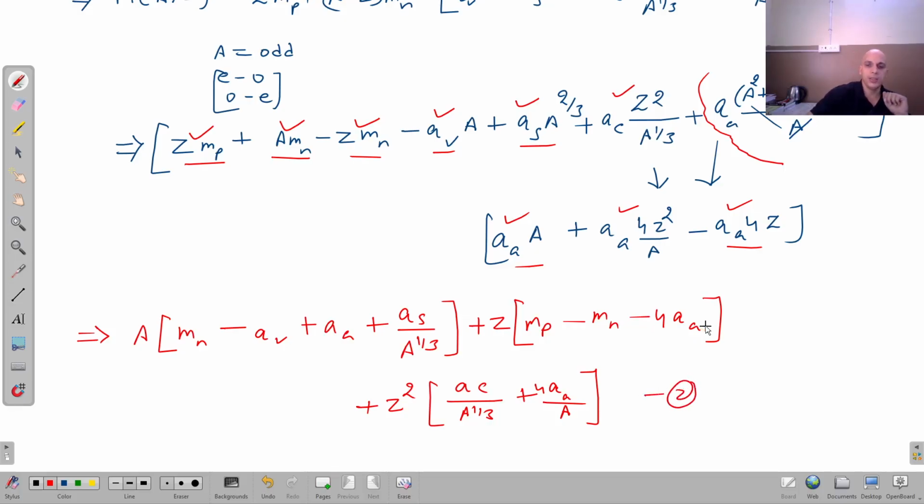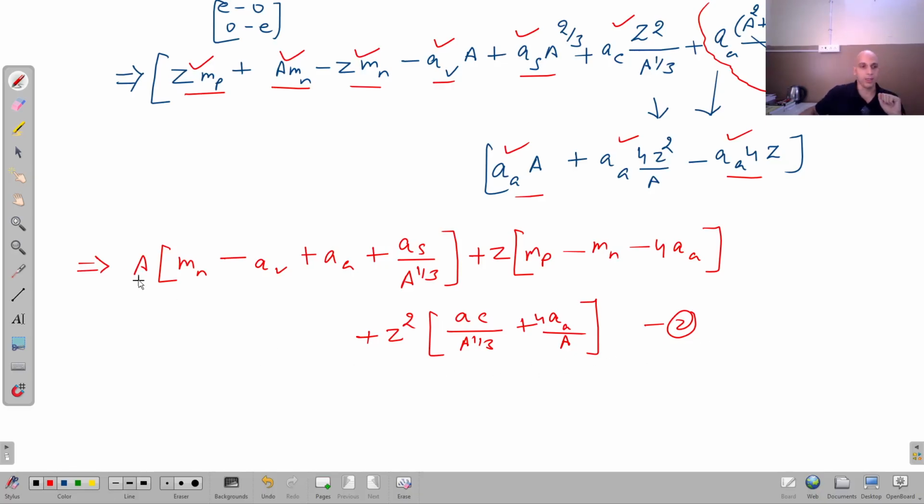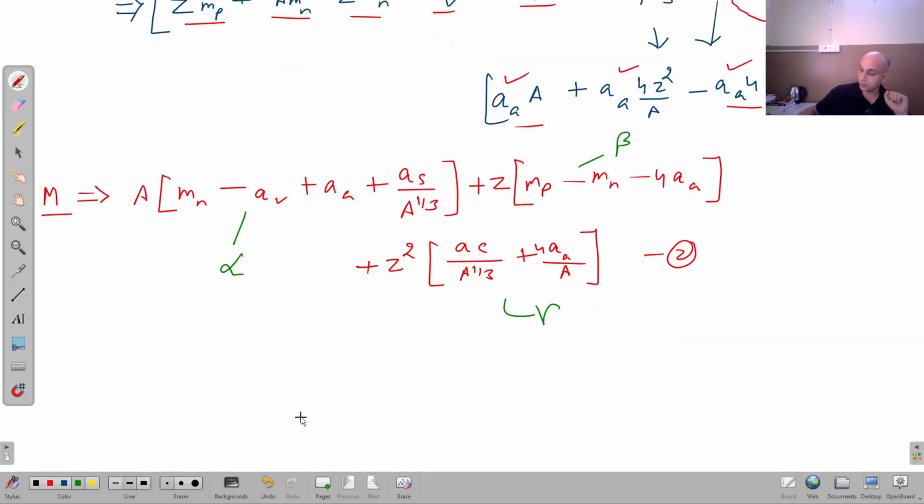Now you can see here, this equation represents the mass of the atomic nucleus in modified form. In equation 2, I am going to make some substitutions: this is equal to alpha, this is equal to beta, and this is equal to gamma. In that case, this equation will become M(A,Z) is equal to alpha into A plus beta into Z plus gamma into Z square, right.